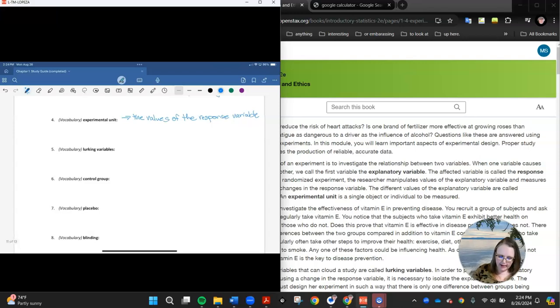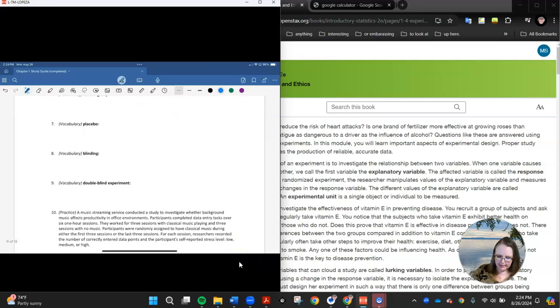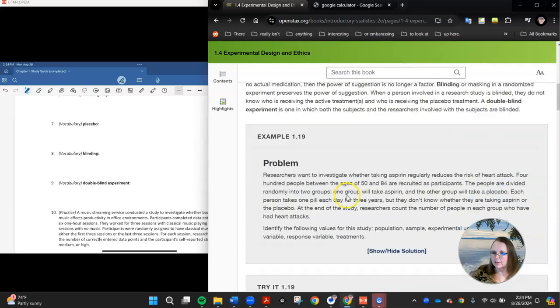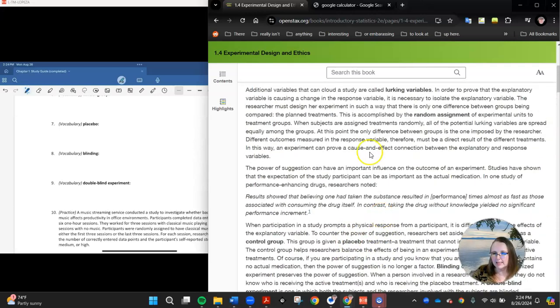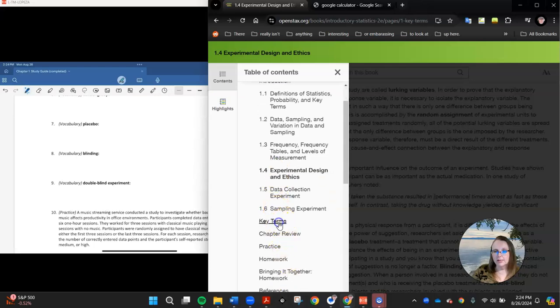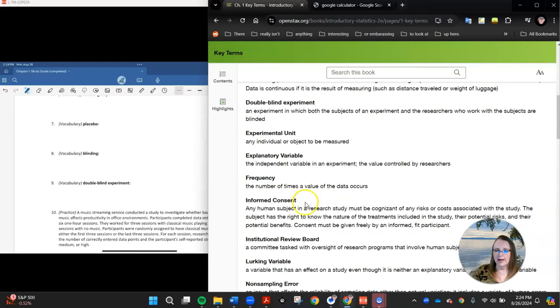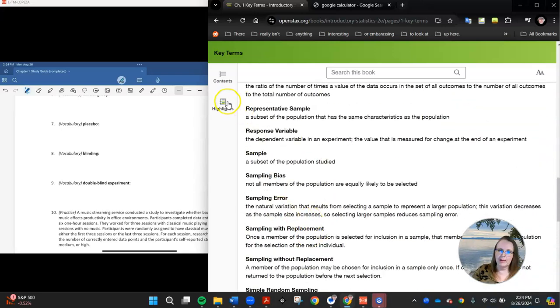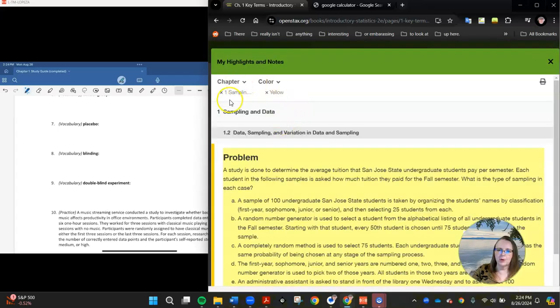And then we have lurking variables, control groups, placebos, blinding, double-blind experiment. Those are all covered very concisely in this part of the chapter. They all pretty much make sense. So go ahead and take a glance at it, take a shot at coming up with the definitions. If you are having trouble coming up with any definitions, if you go to the contents of a chapter, there's a key terms section for each chapter, and you can actually find definitions of those vocabulary words there. So that may be helpful for you if you're having trouble coming up with one on your own.